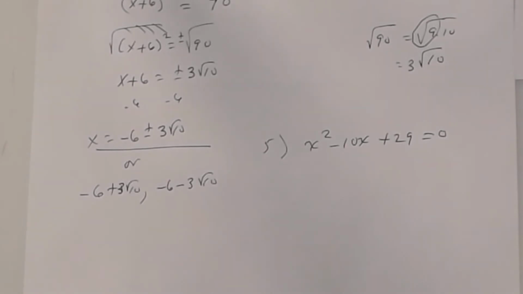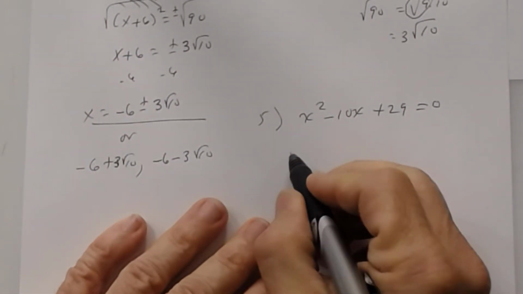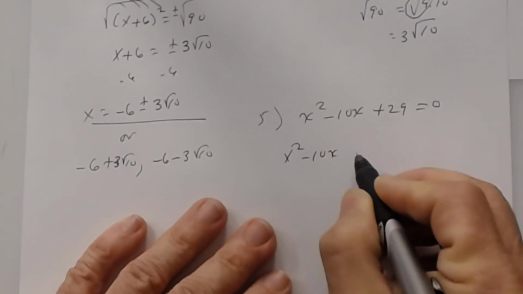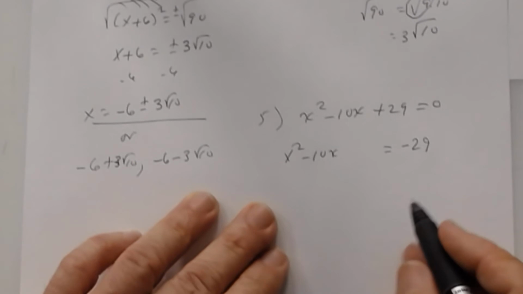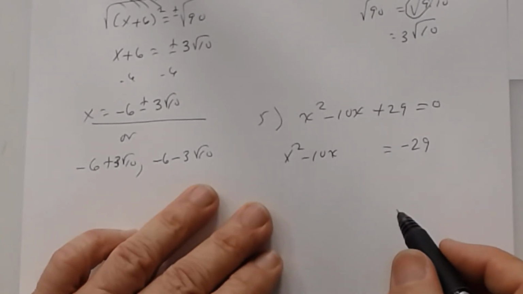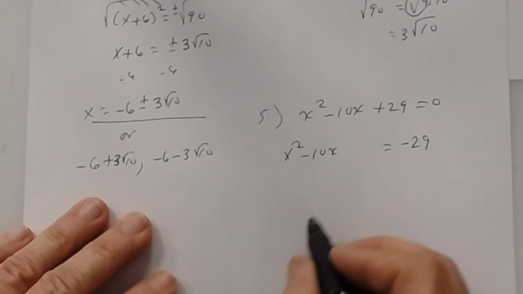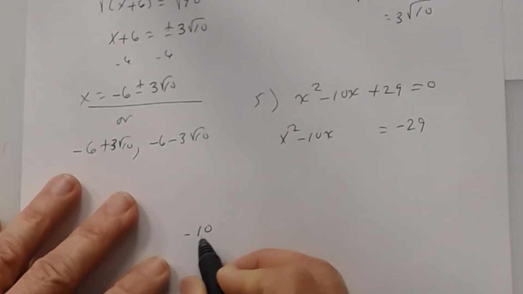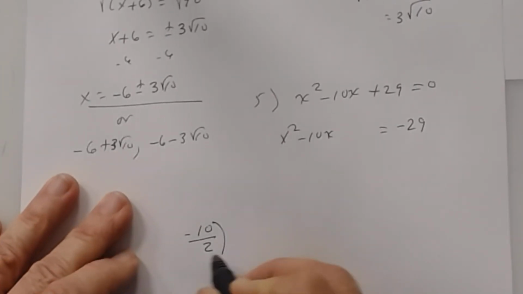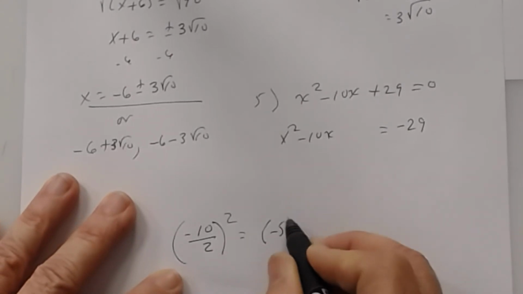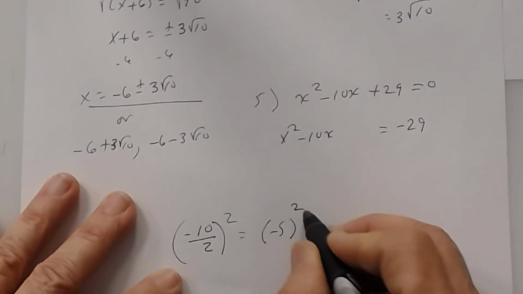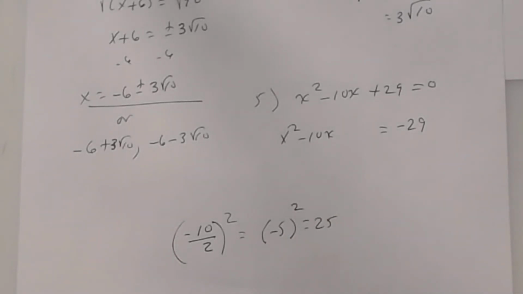Bring the 29 over. So I'm going to get x squared minus 10x, leave some space, equal what? Negative 29. All right, divide what by 2? Negative 10. So I take negative 10, I take half of it, and once I do that, I'm going to do what to it? Square it. Now, what's negative 10 halves? Negative 5. Notice I put that in parentheses. Squared equal what? Positive 25. Once I get that number, what do I do with it? Add to both sides.